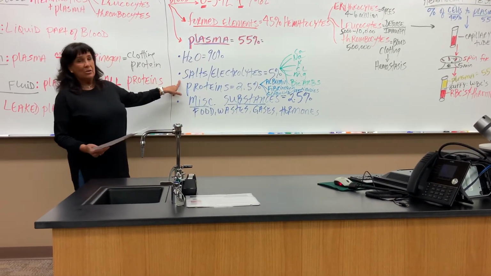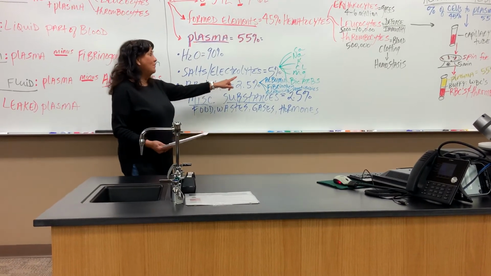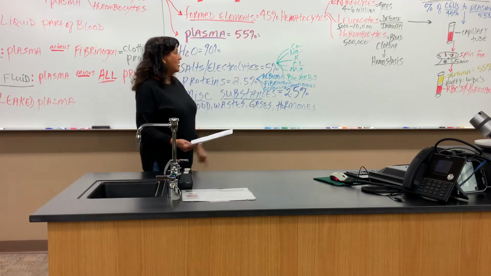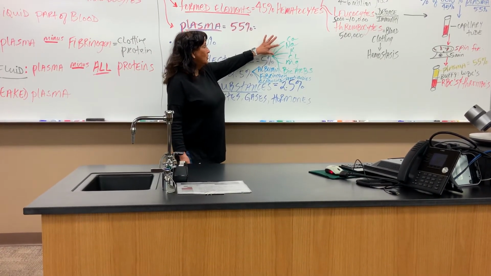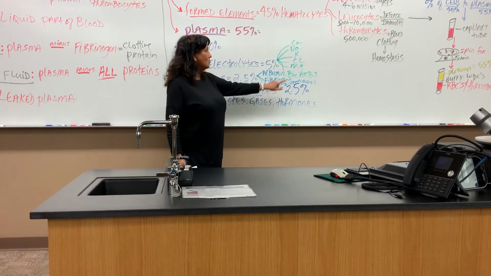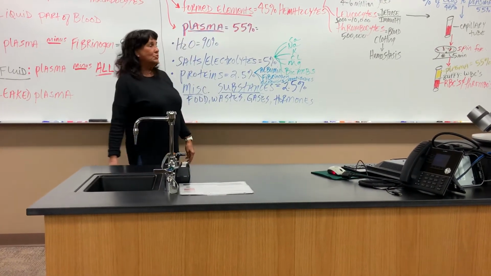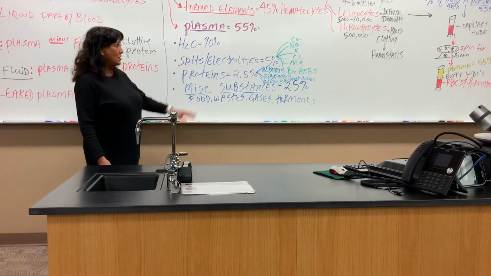Salts. And so salts are generally known as electrolytes. And so you have about 5% in salts. And what are the major salts that you have? Calcium, sodium, potassium, chloride, magnesium, and bicarbonates, right? Those are the major salts. There are definitely more salts, but these are the major ones.